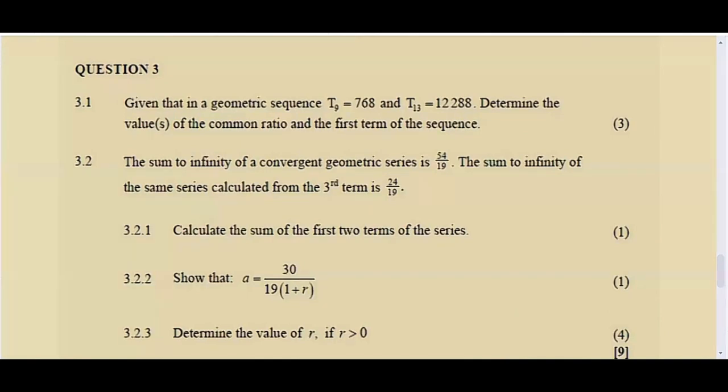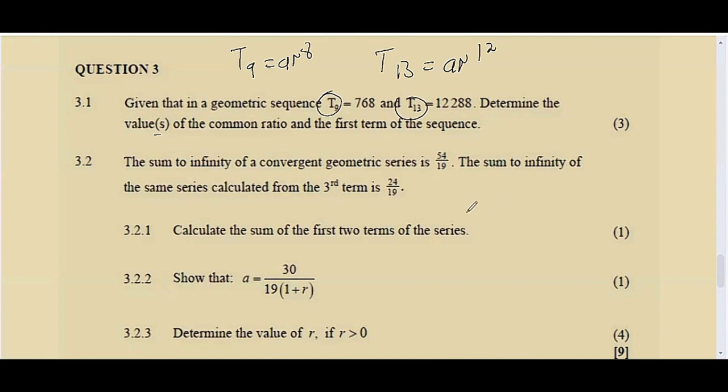And then 3.1 says, given that in a geometric sequence, T9 is equals to 768 and T13 is 12,288, determine the value or the values of the common ratio and the first term of the sequence. So we can see that this is still in the same format as the question that we just did previously there. So all you have to understand is how to express T9 in mathematical form. So we already know that our T9 will be expressed as AR to the exponent of 8. And then T13 must be expressed in the form of AR to the exponent of 12. Once you understand this, guys, trust me, you are gone.